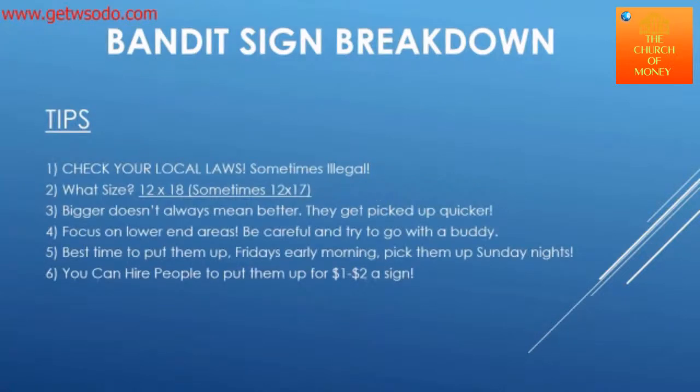On dirtcheapsigns.com or with local sign makers, they're going to ask you what size you want, and the best one to do is 12 by 18, and there's sometimes 12 by 17 depending on how they're measuring them. The tip: you can try the 12 by 24s, but I do not recommend them because they're too big and they tend to be picked up by the city quicker than the 12 by 18s. I don't know why that is, but 12 by 18 is perfect for the road, for the corners.